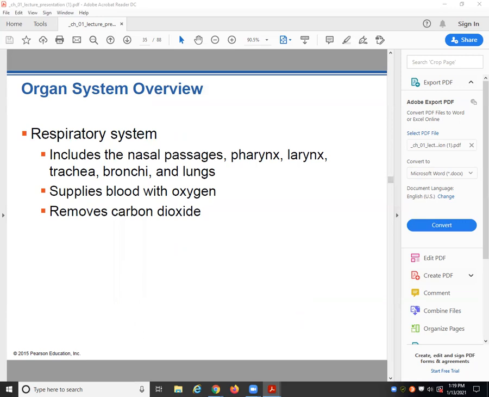All right, respiratory system. So it includes your nasal passages, your pharynx, the larynx, the trachea, the bronchi, and the lungs. The role of the respiratory system is to supply your blood with oxygen and to get rid of carbon dioxide.